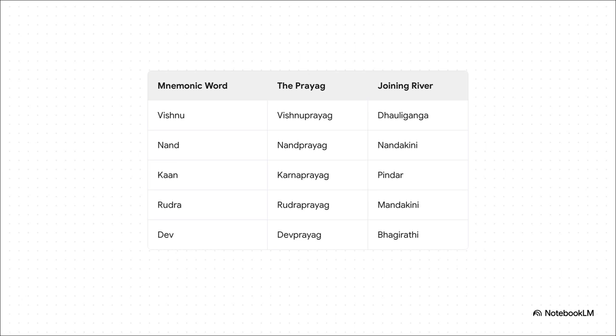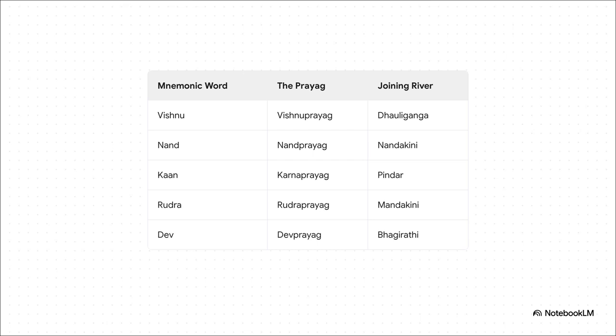It actually picks up other rivers along the way at 5 crucial confluences, known as the Panchaprayag. Now, remembering these from north to south is usually a total nightmare, but the AI highlighted this brilliant Hindi memory trick. Vishnu ke nan ke khan mein Rudra or Dev base, which roughly translates to, in the ears of Vishnu's Nand reside Rudra and Dev.